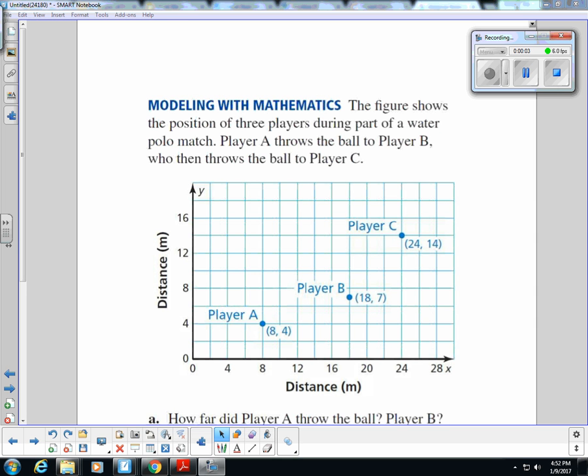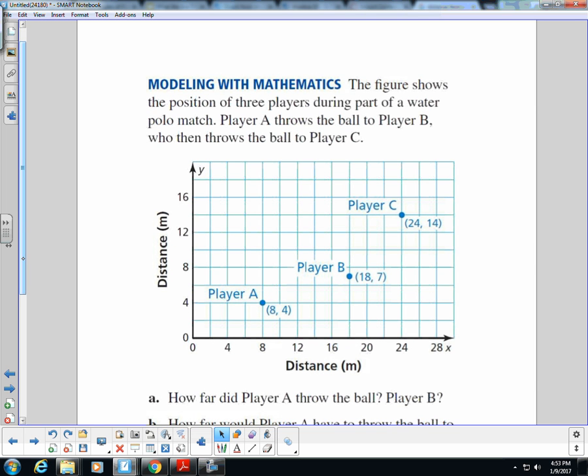Hey guys, it's Miss Gray here today to work with you through this particular problem, which is going to deal with the distance formula and understanding how to use that to find the distance between 2 points on a coordinate plane. Okay, so right here we've got 3 points on this coordinate plane. We've got point A, B, and C that represent places where player A, player B, and player C are.